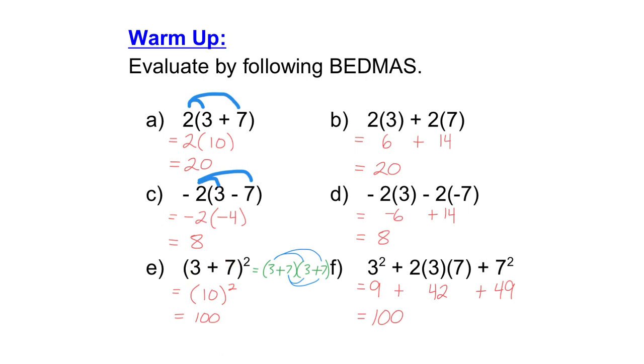This one's a little less clear to see. We get the same answer, but you might remember doing this in previous grades. 3 times 3, 3 times 7, 7 times 3, 7 times 7, and we work that out. That's what we're doing here. 3 times 3, that's 3 squared. 3 times 7, and then 7 times 3, we're doing that twice. Then 7 times 7, that's 7 squared. When you expand and simplify, you get the same answer.